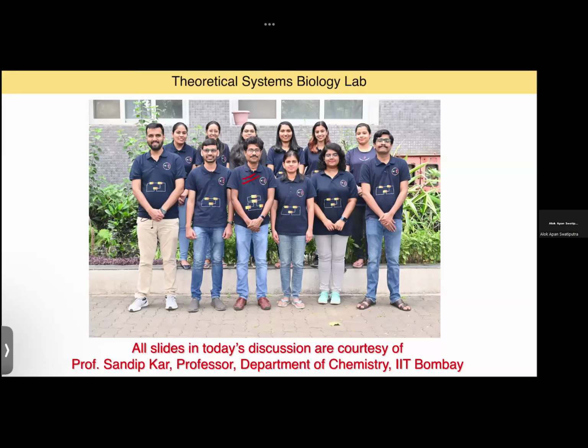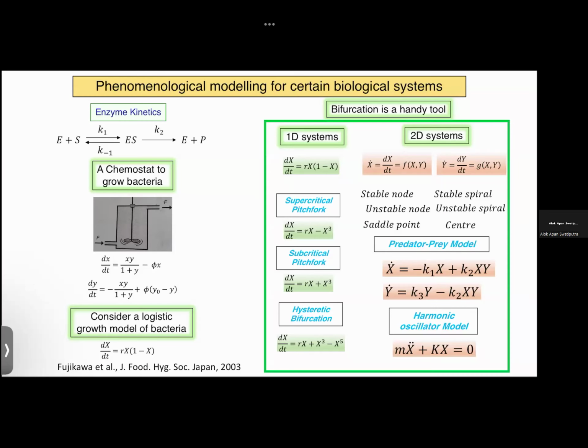Okay, let's start. So this is what we had been discussing in terms of phenomenological modeling. As I mentioned, we had some enzyme kinetics, we did a chemostat problem. And in the last class, we had discussed some bifurcation diagrams on how they help us understand the long-term behavior of certain dynamical systems. We had done the Gray models, harmonic oscillator models, and some theoretical bifurcation diagrams in terms of if we take some model equations.